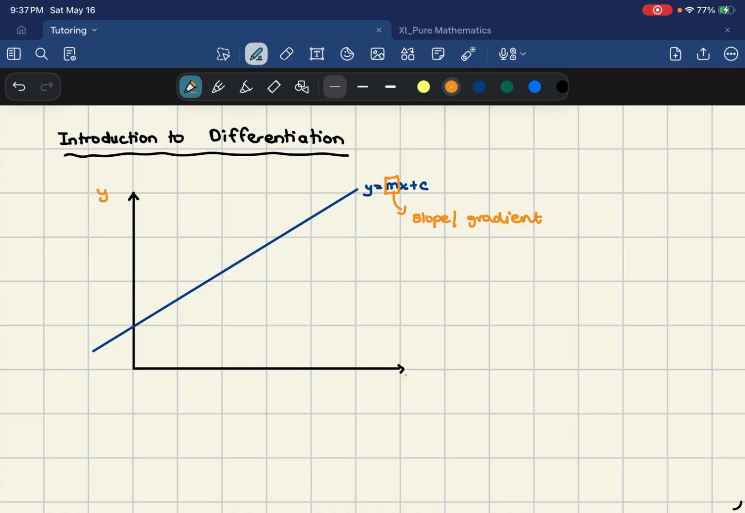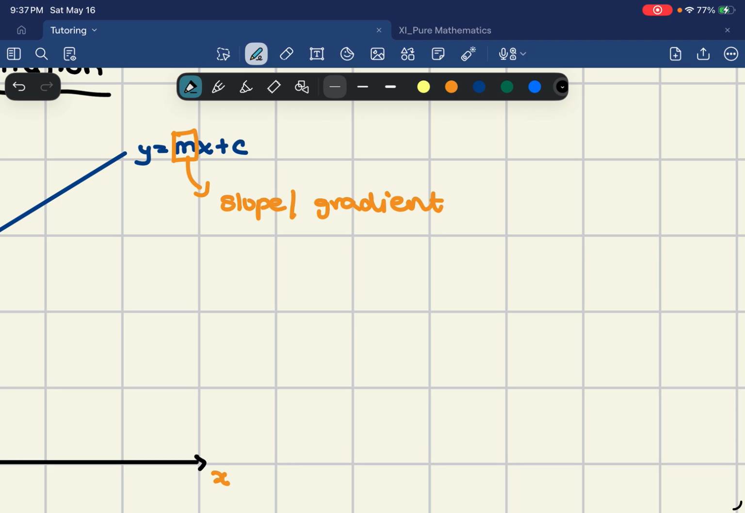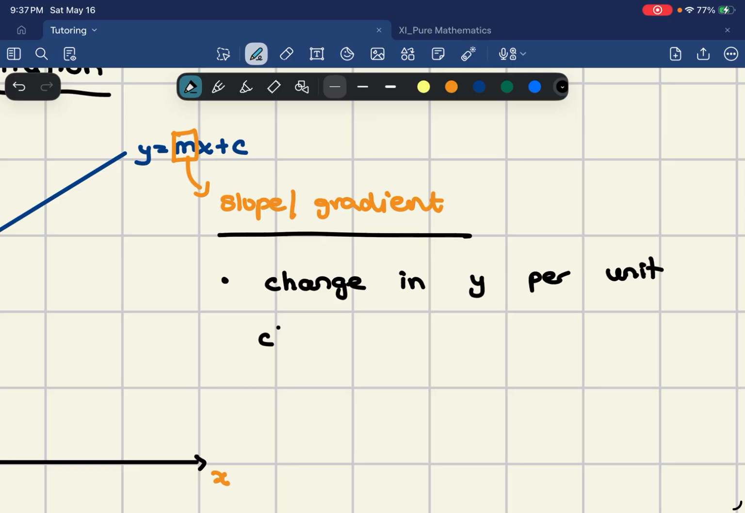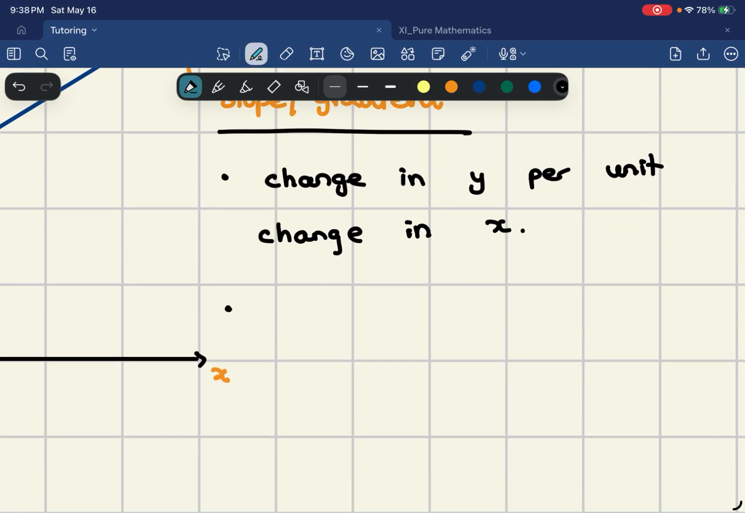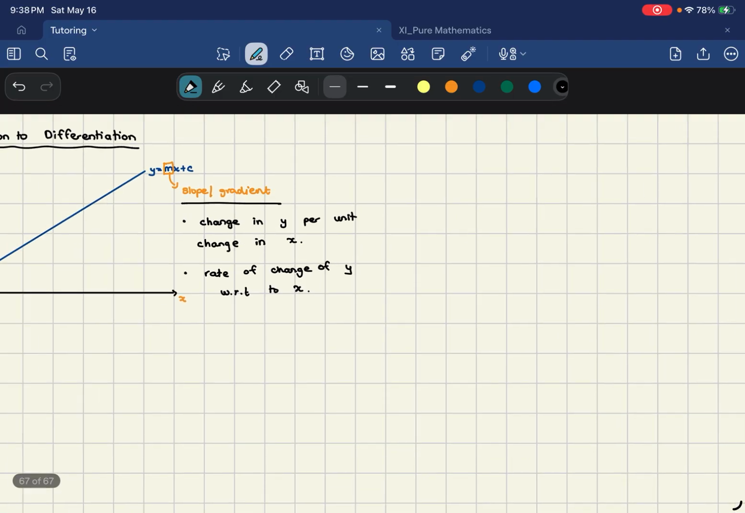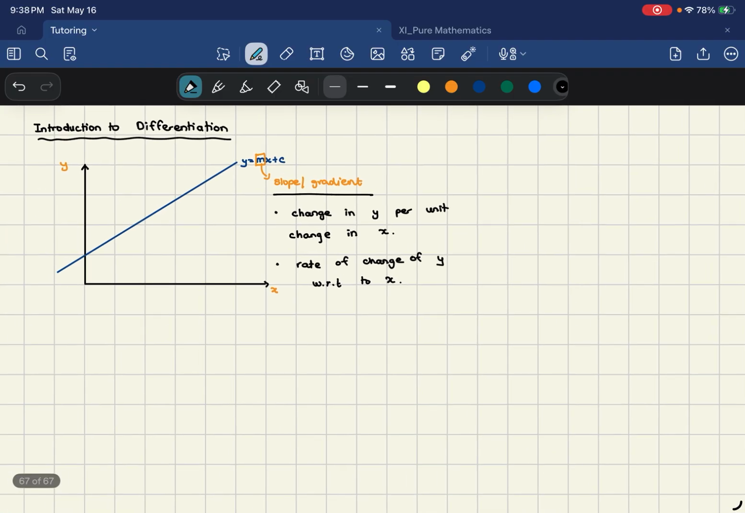I have my y-axis here, I have my x-axis here. Now geometrically, let's think about what the slope or the gradient represents. Well, the slope or the gradient is the change in y per unit change in x. Or another way to phrase it is the rate of change of y with respect to x.